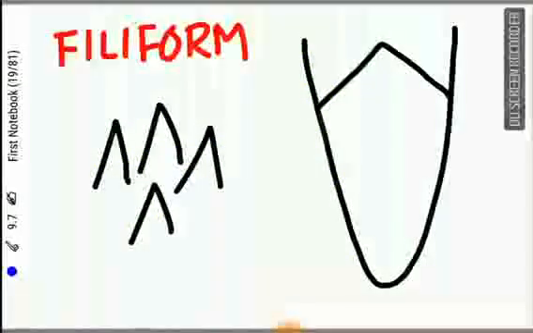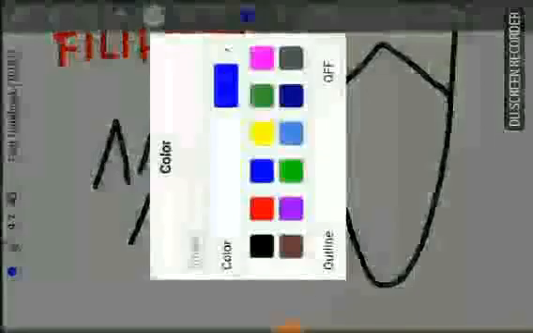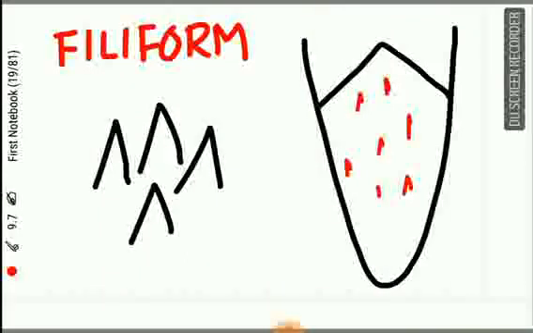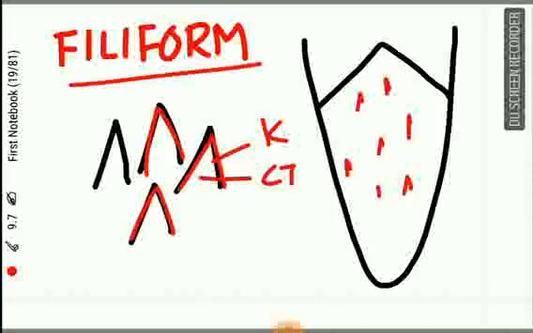The filiform papillae are the most numerous papillae present on the dorsal surface of the tongue, and the epithelium is keratinized. If we magnify them, they appear cone shaped. The epithelium over them is keratinized and a connective tissue core may be seen. They are the most numerous, but they do not contain any taste buds.